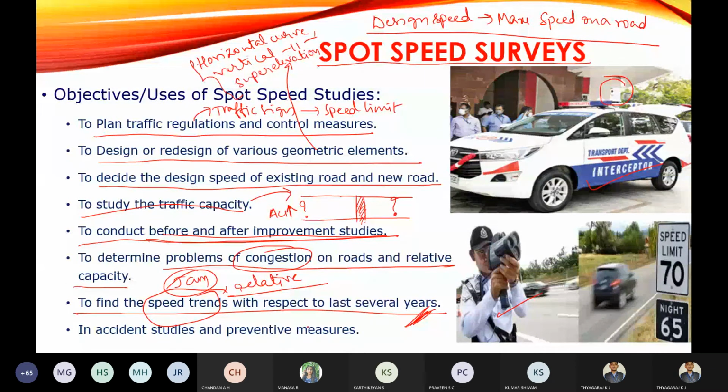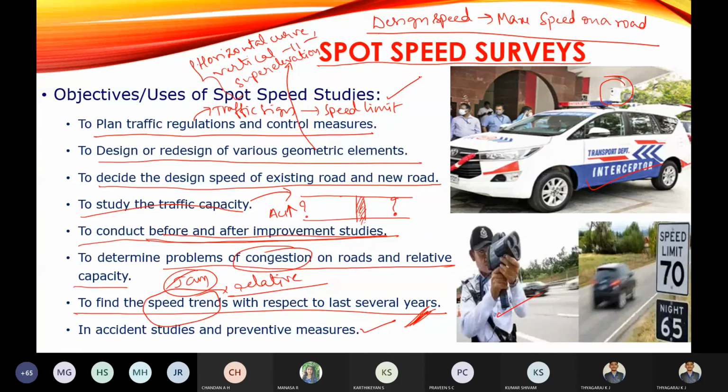Then accident studies and preventive measures. In accident studies, we conduct this study at that spot to find the speed of the vehicle, and then you provide the remedial measures. These are some of the objectives or uses of spot speed studies.